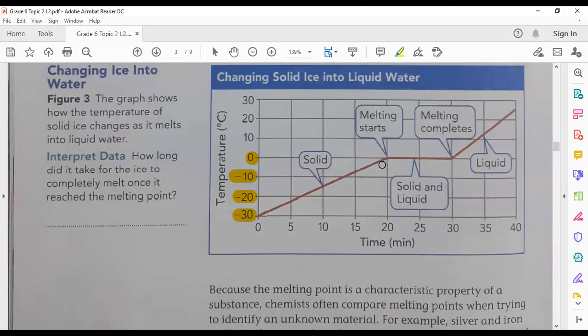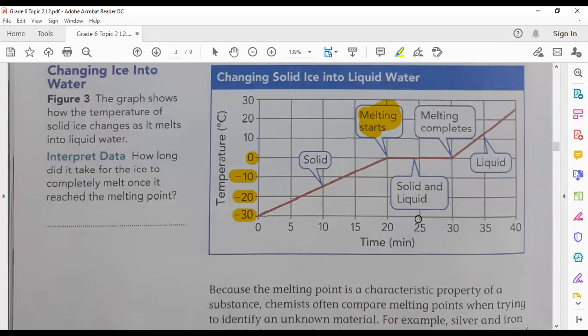when you take the ice cube outside, after 20 minutes, the temperature of the ice cube becomes 0 and melting starts. Melting starts at what? At 0 degrees Celsius. Before that, notice that it is still solid. Now it starts melting. So what does it mean, solid and liquid? If you look at the ice cube, you can see that part of it is still solid and part of it is liquid, starting to melt.